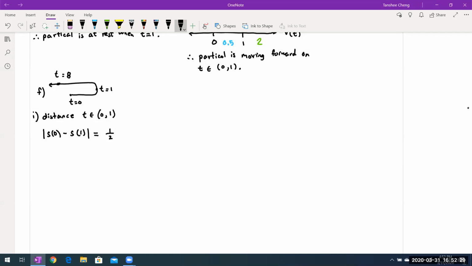Now, if I continue the same thing, for part 2 we need to find the distance when t belongs to 1 to 8 seconds. This basically means S of 1 minus S of 8, the absolute value of that, because we want to make sure the distance is positive. So this will give me 49 over 130 if you plug it into the formula.